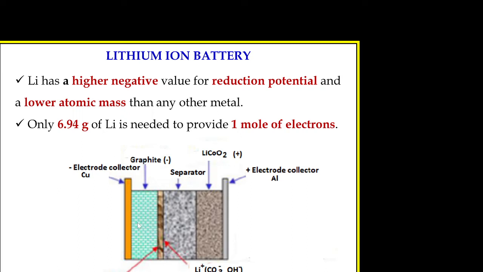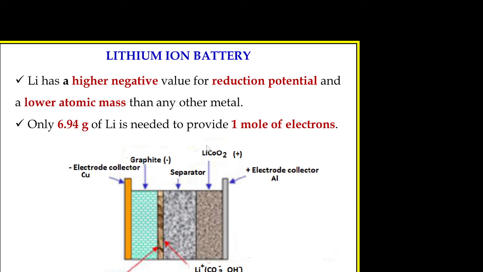The negative plate is graphite. The copper electrode just acts as a contact electrode. There is a separator and electrolyte. Electrolyte is usually a lithium salt, particularly LiPF6, dissolved in an organic solvent like ether. Here we will not use aqueous solvents because lithium is highly reactive with the aqueous system. So organic electrolytes are used.